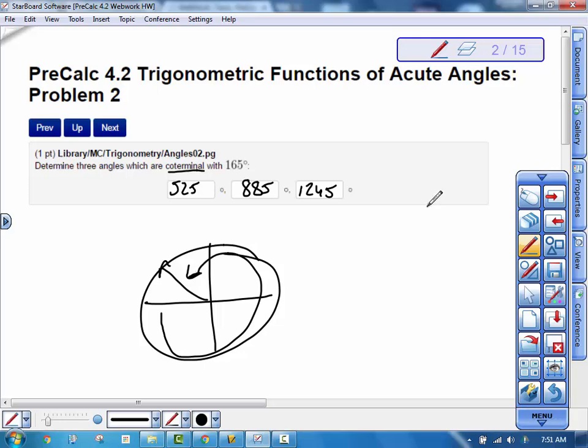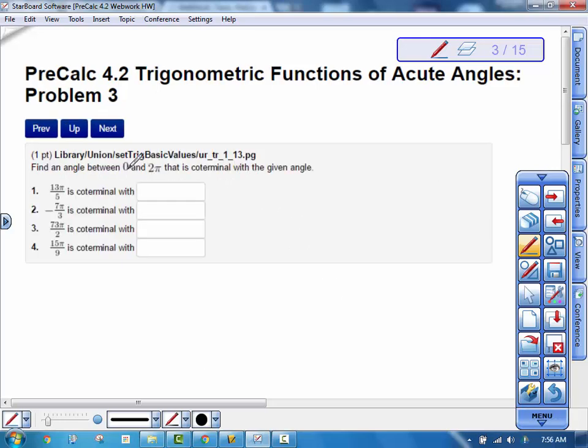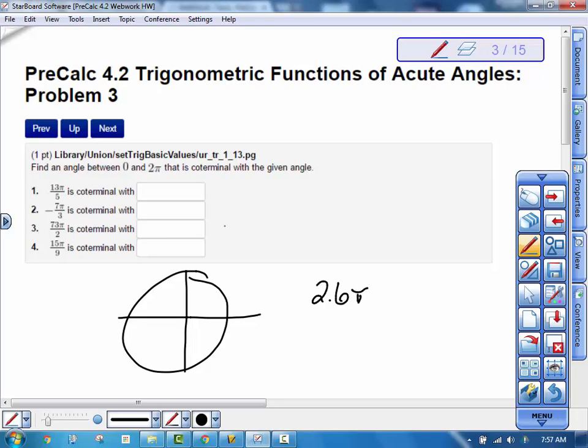That would work too. Okay, the next problem is a little trickier because we need to find an angle between 0 and 360 that's coterminal with the given angle. So you got to figure first where the given angle is, and then figure out how many times you need to add or subtract 2 pi in order to get in this range. So the first angle is 13 pi over 5. Now that's, if you want to do this as a decimal, for example, it's really 2.6 pi. So that helps because you can look at it as 2 pi plus 0.6 pi.